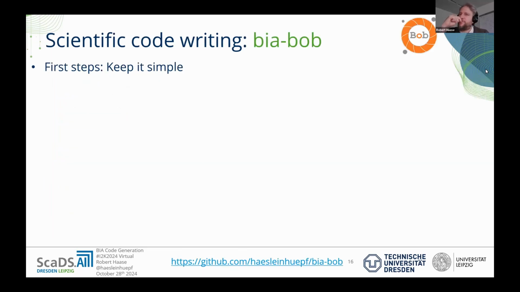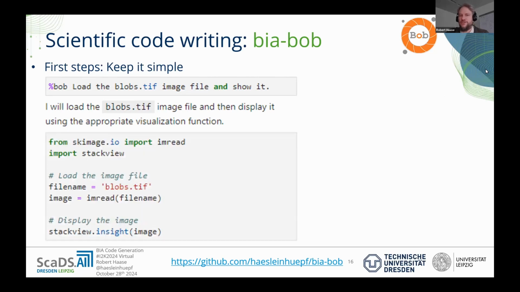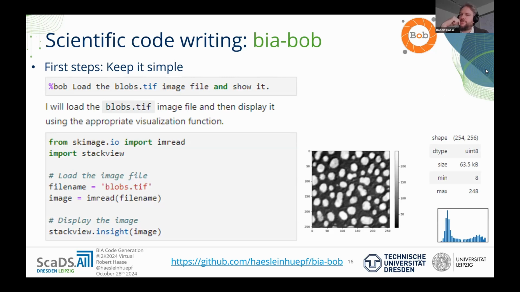And here we come now to the first Bob I wanted to introduce to you today. So bia-bob is this tool which runs inside Jupyter. With %Bob, you can say, load the blobs sample image and show it. Then it will come up with a short explanation, and it will also come up with code. You can then execute this code, and you will see this image after loading it.